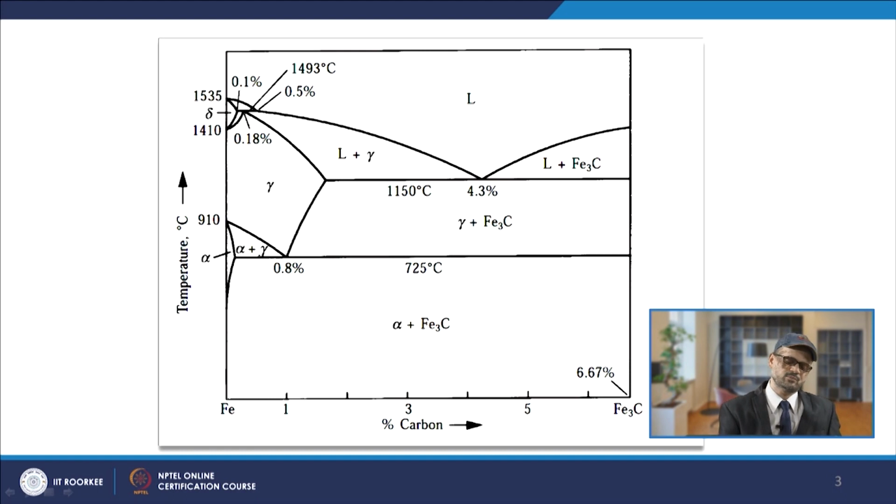So, for hypoeutectoid steels, you will have some proeutectoid ferrite also formed, because the ferrite which is formed before this is known as proeutectoid ferrite. And you can also find the amount of pearlite and the amount of ferrite in this composition. Based on the lever rule, you can find the amount of ferrite which is there in the pearlite. So, for any such composition, you will have proeutectoid ferrite as well as the ferrite corresponding to the eutectoid reaction. So, altogether you can find the total amount of ferrite.